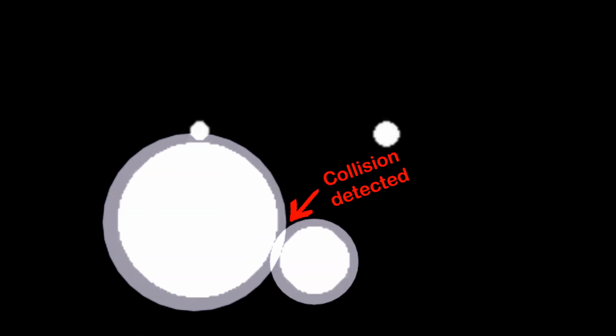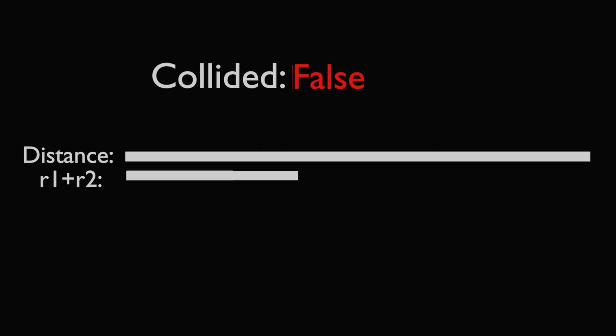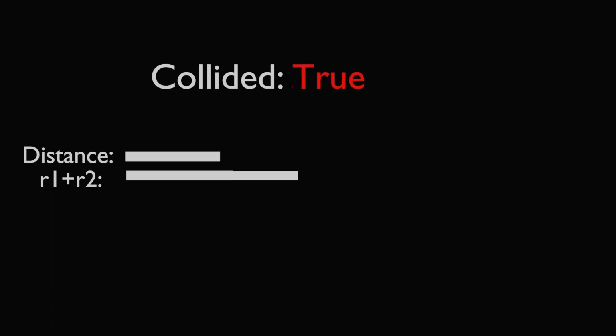Okay, now we know that we have to create a virtual boundary around the planets. So to check whether the circles collide, we can define a condition like if the distance between the planets is less than the sum of their radius, then it is collided.